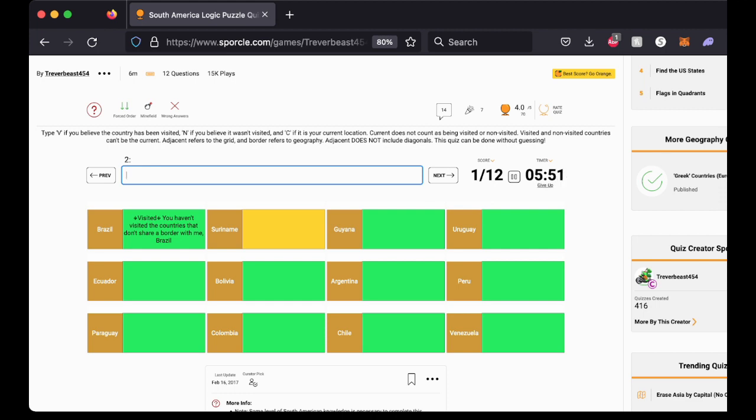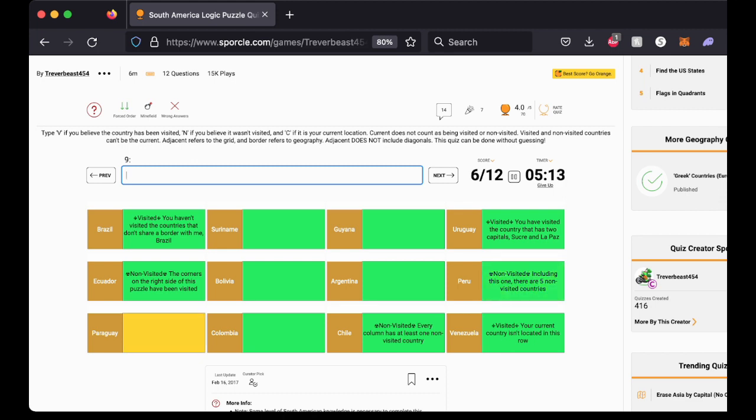Okay, visited. You haven't visited the countries that don't share a border with Brazil. Okay, so Chile does not border Brazil, and Ecuador does not border Brazil. The corners of the right side of this puzzle have been visited, so that means we've been to Uruguay and we've been to Venezuela. Every column has at least one non-visited country. Well, Peru's the only one left, so it's been non-visited.